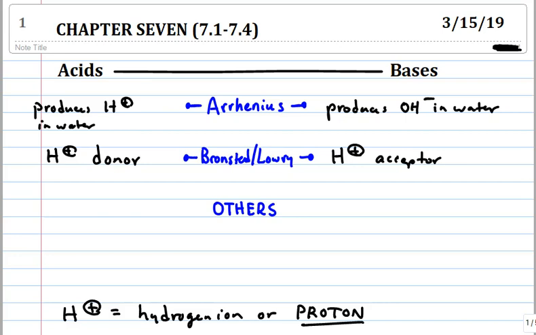And some other characterizations are that acids are typically sour or bitter. And bases are typically slippery. Think of soap. Soap has base in it, and it is kind of slippery. And think of citrus fruits like lemons, they are very sour or bitter because they have a lot of acid in them. Alright, so there's some definitions. Let's just move along here.